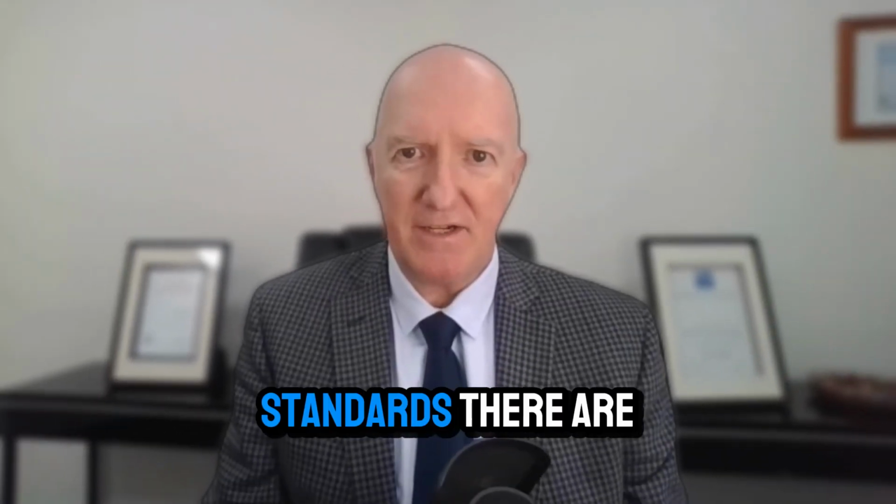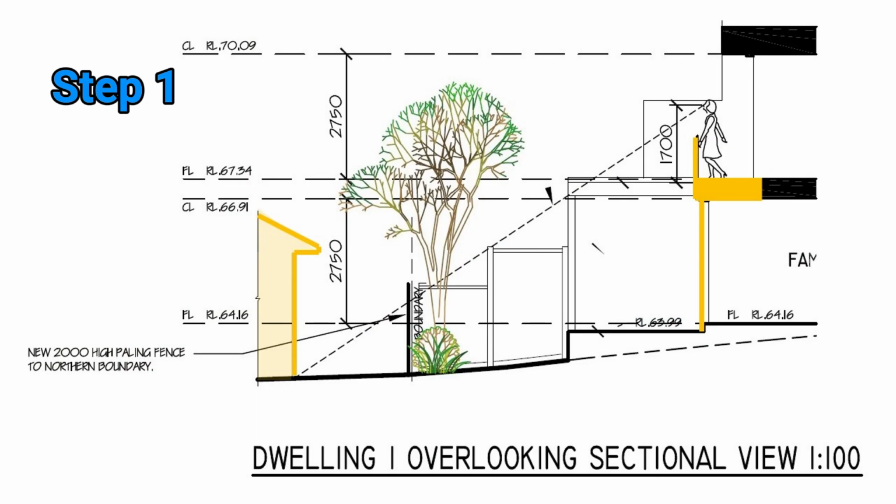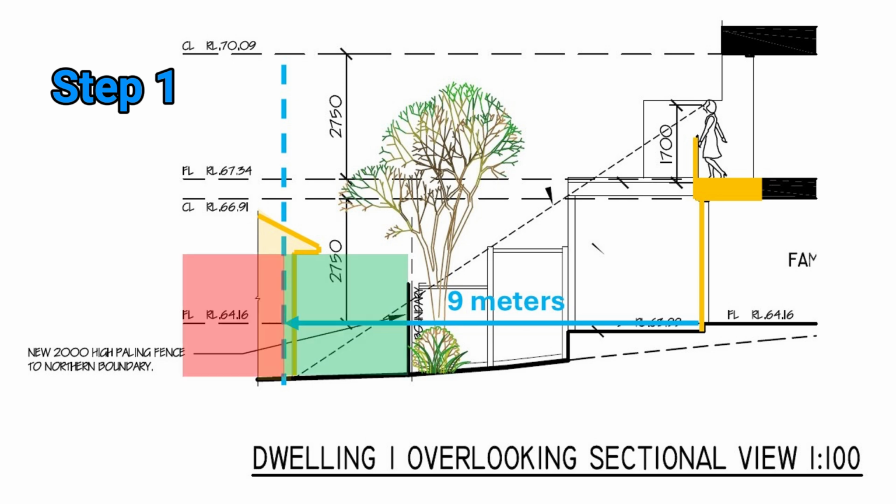To apply the standards, there are 3 steps to identify the area of overlooking. A distance of 9 meters at ground level is measured from the edge of the balcony. Any secluded private open space or habitable windows within this 9 meters requires protection from overlooking. Anything outside of 9 meters is not considered.